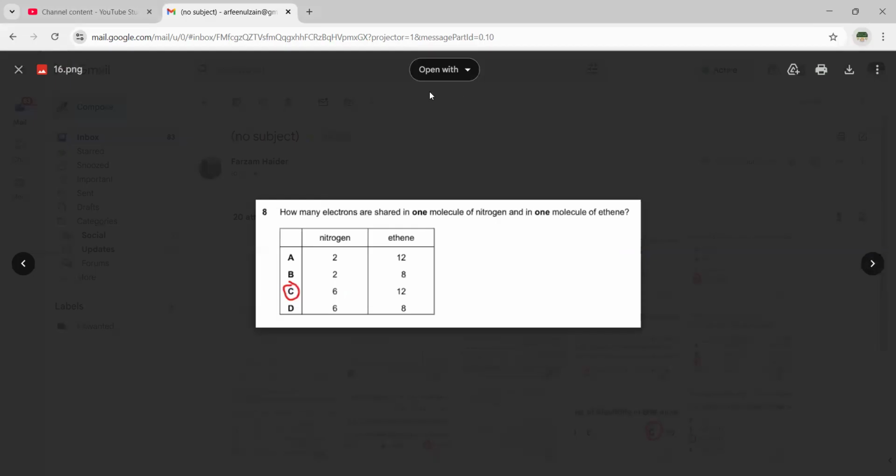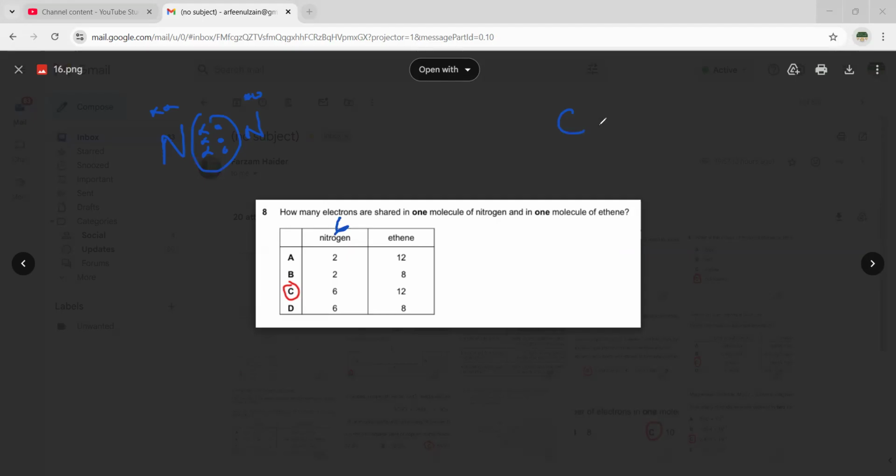So how many electrons are shared in a molecule of nitrogen? Nitrogen belongs to group 5, so each shares 3 electrons. So how many are shared? 1, 2, 3, 4, 5, 6. So this is 6. So nitrogen has 6.